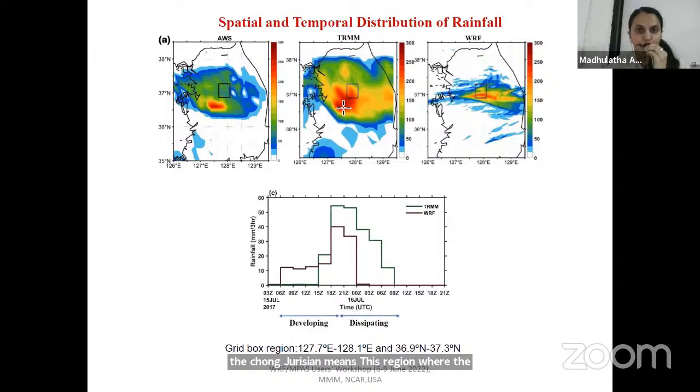And based on TRMM and WRF observation, the developing and dissipating stages of the system are classified. When the rain was initiated in the model, the developing stage was considered, and according to the decrease in rainfall, the dissipating stage is considered. It should be noted that the model simulates early initiation compared to the TRMM. So now I am going to discuss the simulation of latent heating over these convective regions in the next slides.